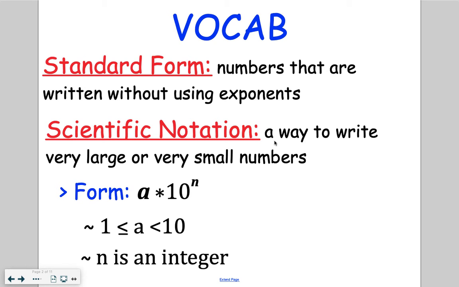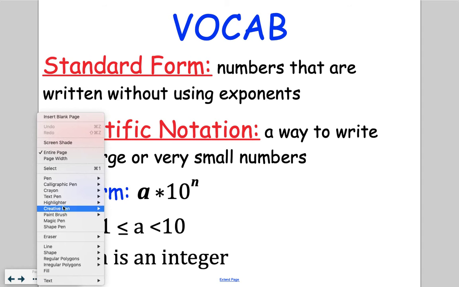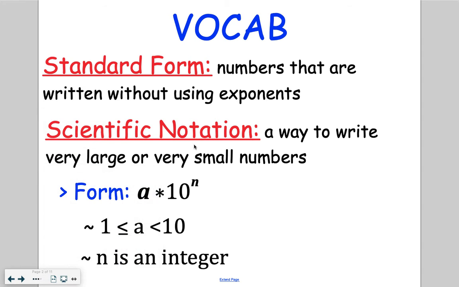Standard form is a way to write a number without using exponents. For example, if you were going to write out 1 million, you would write out 1, 0, 0, 0, 0, 0, 0. So that's writing out 1 million in standard form. Scientific notation is a way to write really large or really small numbers without having to write all of these zeros. So it's going to give us a way that we can write these numbers out using exponents.